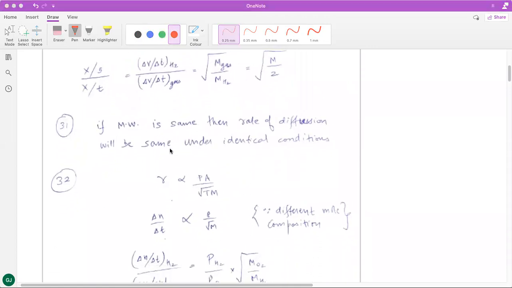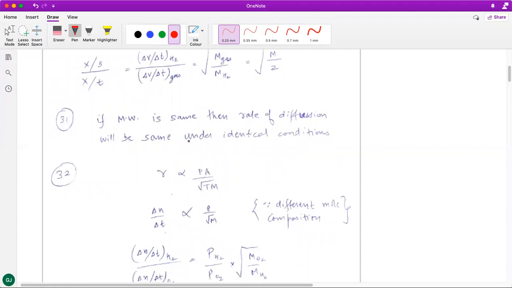Now, 31st question, it talks about which of the following pair of gases will diffuse at the same rate. So under identical conditions, if the gases have the same molecular weight, then their rate of diffusion will be same.